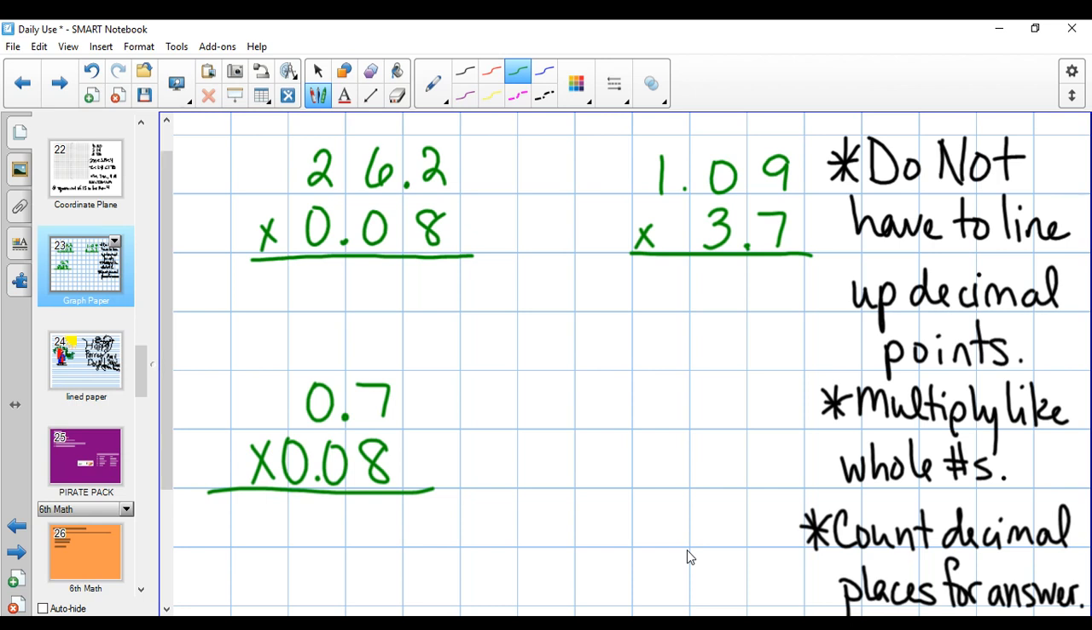Today we're going to practice multiplying decimals. So the first thing we need to review: the answer to a multiplication problem is the product, and the numbers that we are multiplying together are called the factors.